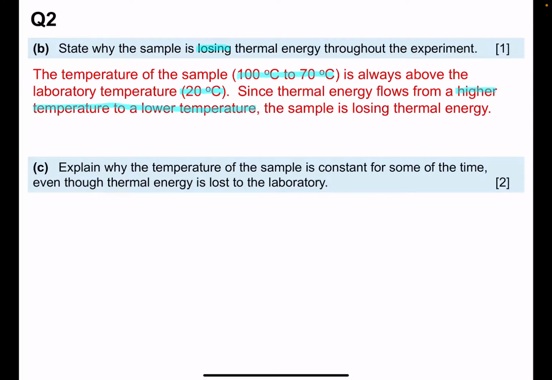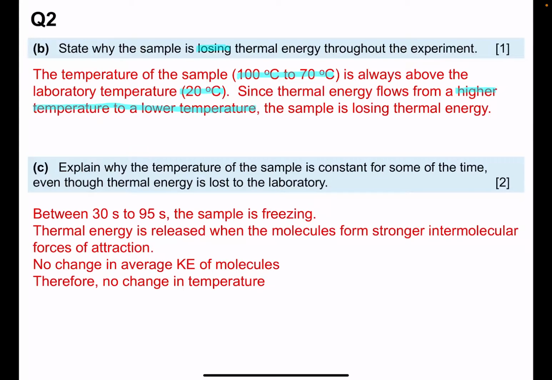In part C, explain why the temperature of the sample is constant for some of the time, even though thermal energy is lost to the laboratory. So between 30 to 35 seconds, the sample is freezing. So thermal energy is released when the molecules come closer and form stronger intermolecular forces of attraction. There is no change in the average KE of the molecules, and therefore there is no change in temperature.